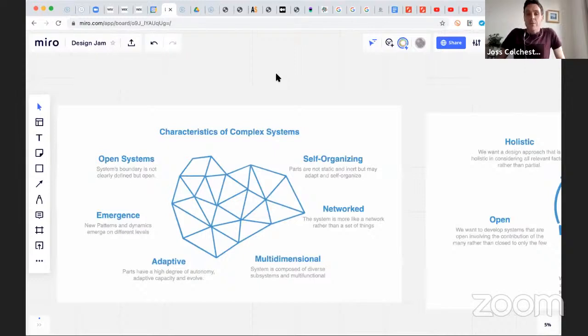They have emergent properties. You put all the parts together and they interact in ways which are surprising and unpredictable. Like in traffic, we have all those cars. Each person is able to make their own choices, but they're all interconnected and interdependent. We get emergent properties like traffic jams and so forth. Adaptation: the parts have a high degree of autonomy and adaptive capacity, and they evolve over time. These are multi-dimensional systems, with social, environmental, economic, and technical aspects, and so on and so forth.